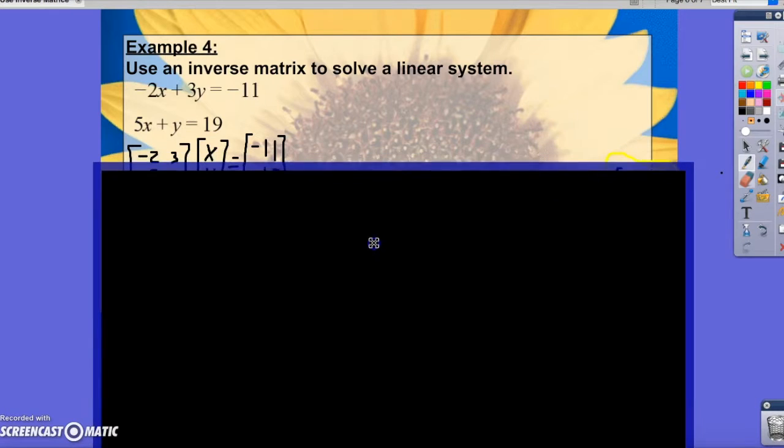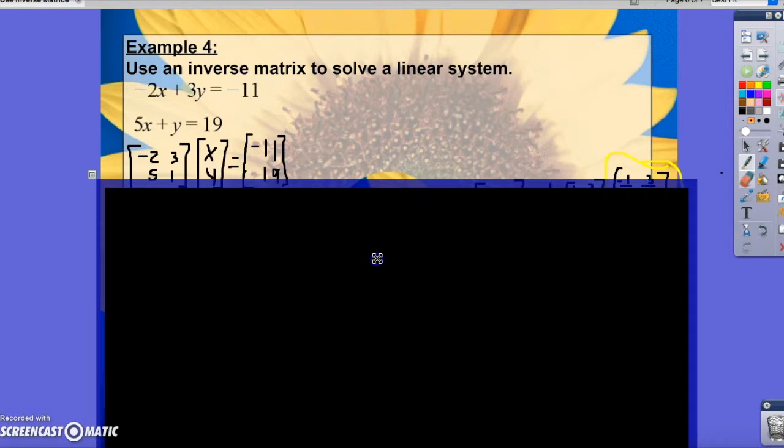So first thing is how I write it. I take my A matrix, which is all the coefficients in front of x and y, negative 2, 3, 5, and 1. The B is the variable matrix. We're solving for what? x and y, x comma y, equal to the numbers to the right, which were negative 11 and 19. We write them down just like x and y. Now, we take this matrix on the left. We want x, y by itself, so let's take the inverse of the one on the left here.